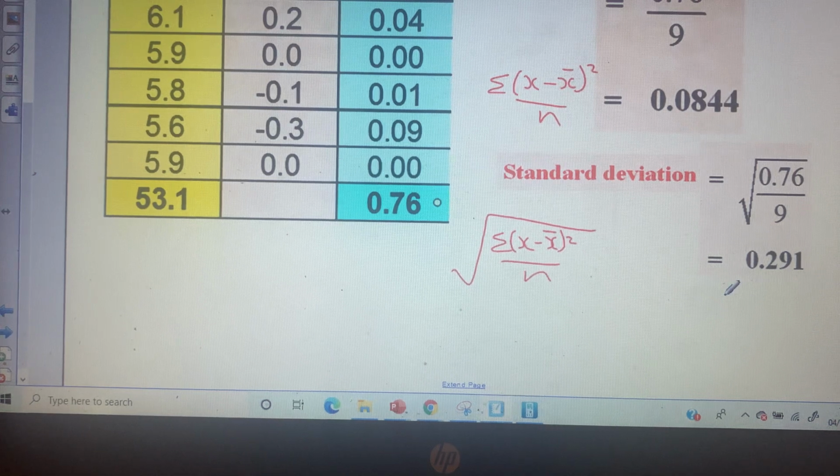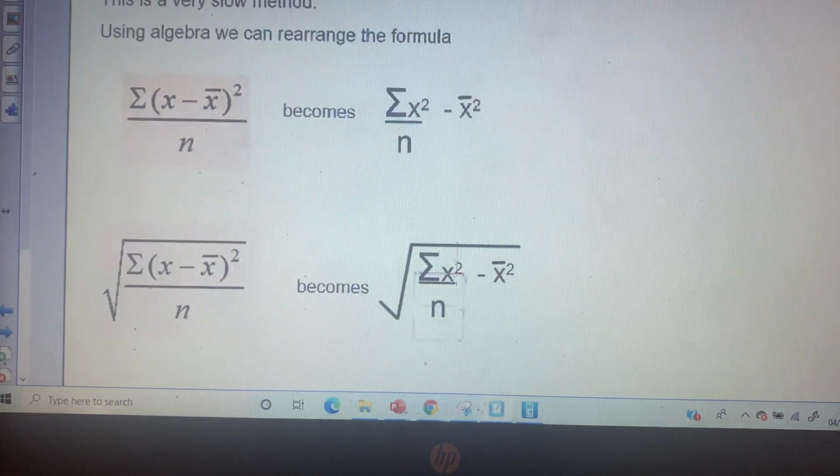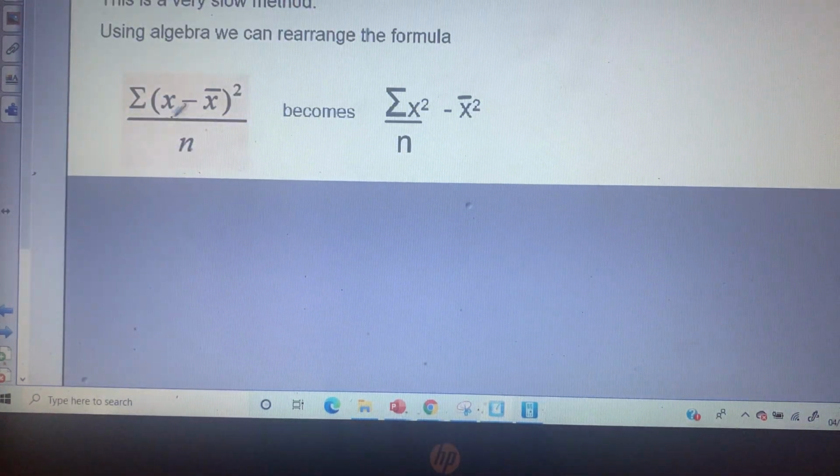And I get 0.291. So my standard deviation, which is a measure of spread, which we will talk about what it really is later in the course, measure of spread is 0.291. Now this formula is awful, okay? It's an awful, awful formula. You will be given this in your formula sheet in the exam, and occasionally they might get you to use it, but it would be very specific how they get you to use it.